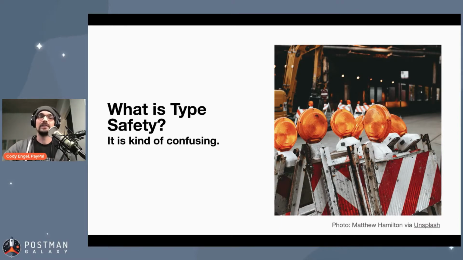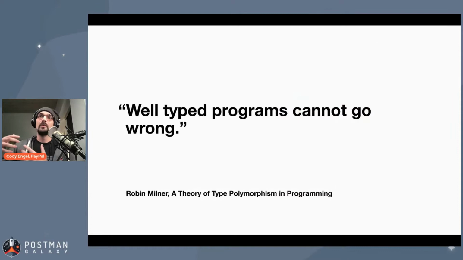non-academic setting. So I want to start off by talking about what type safety is to me, just so we're all using the same language. Well-typed programs cannot go wrong. This is a quote from Robin Milner in A Theory of Type Polymorphism in Programming. From my research, this is about where type safety started to pick up steam. It started to become an actual thing that people were talking about. So that's the quote that I'm going off of for the rest of the definition of type safety.